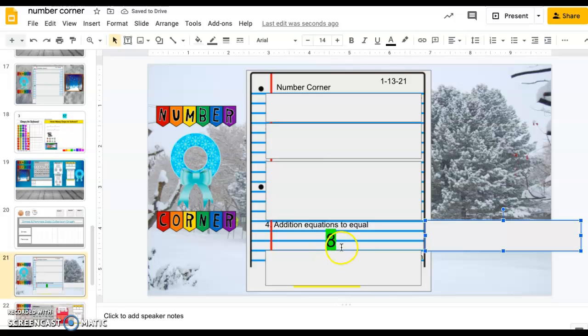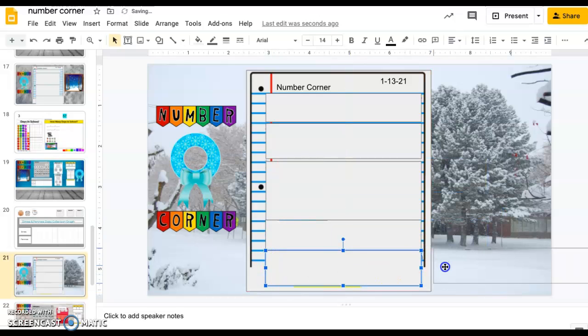For number 4, you are going to write 8 addition equations that equal 8. So different ways to make 8 when we're talking about addition equations, and you're going to write 8 addition equations that equal 8. Don't forget that you can always flip the 2 numbers around. Press pause if you need more time for number 4.